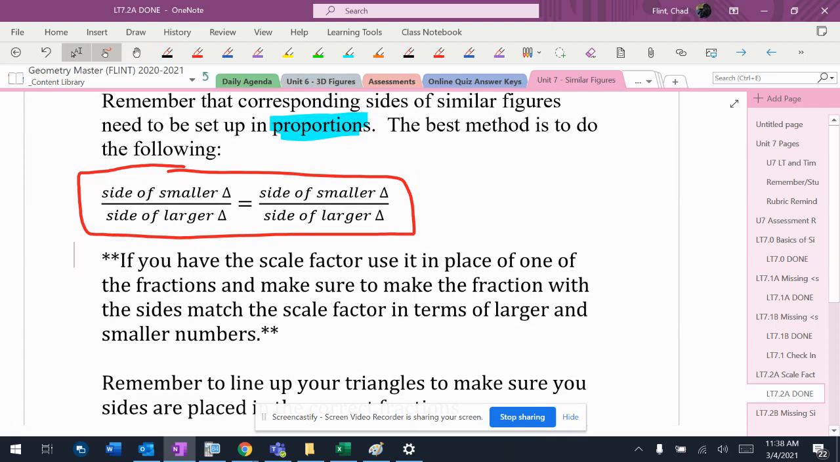If you have the scale factor, use it in place of one of the fractions. So if I have a scale factor of 2 over 3, then I can put that as one of my fractions and then set up the other one the same way. Be careful if your scale factor is 5 over 2. That means that your larger triangle would need to go on top.